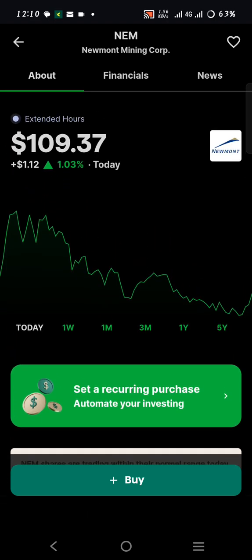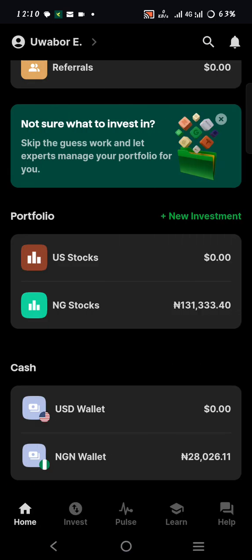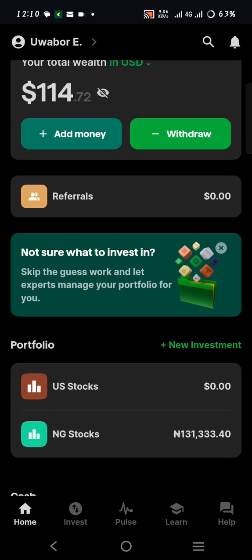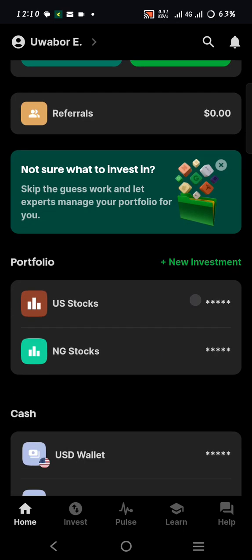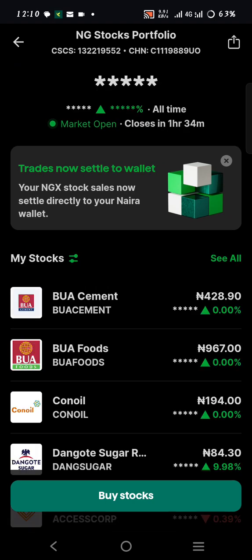Now let's go get some other stock that I also have in mind to buy for this month. We have one company that is mining gold in Nigeria. So let's go and buy Nigerian stock. We are buying into Nigerian stock. Since Nigerian stocks open between the hours of 9 a.m. to 4 p.m., we can buy anything there.